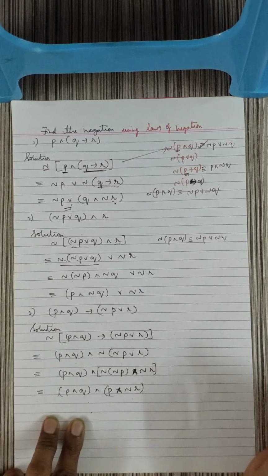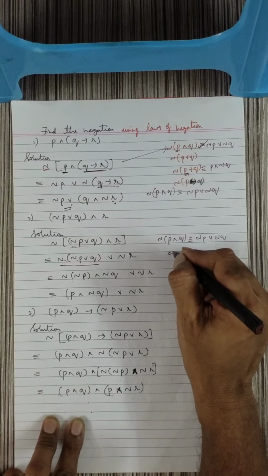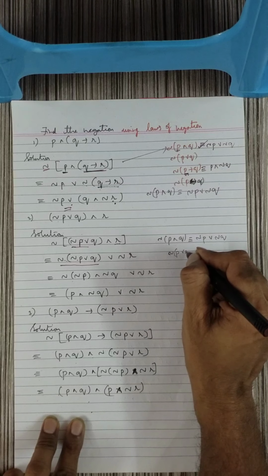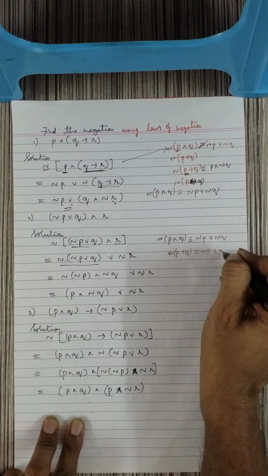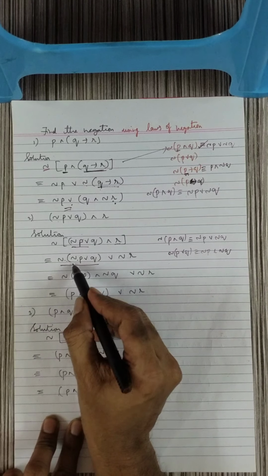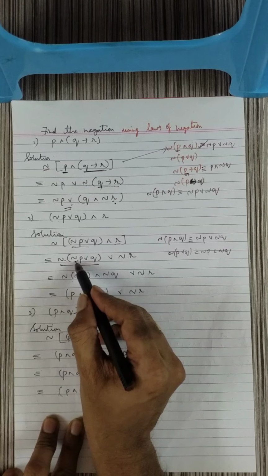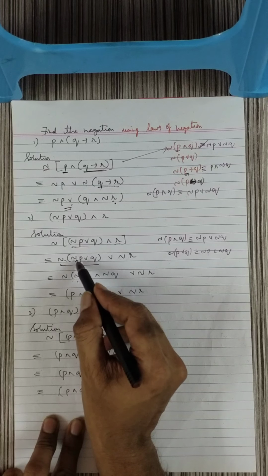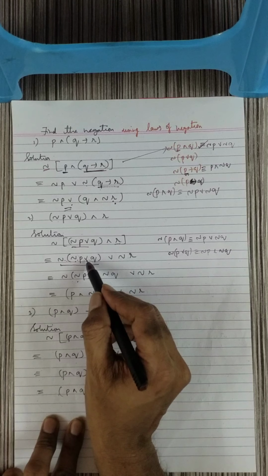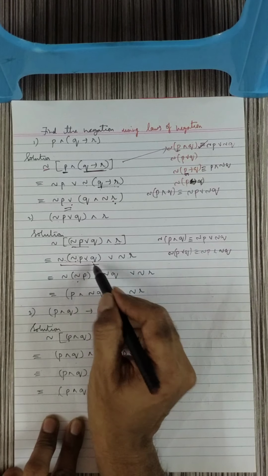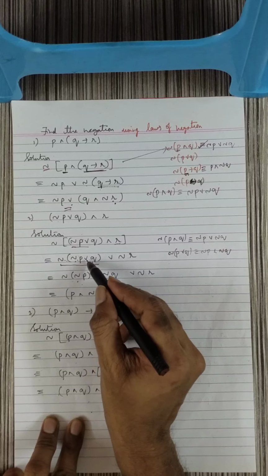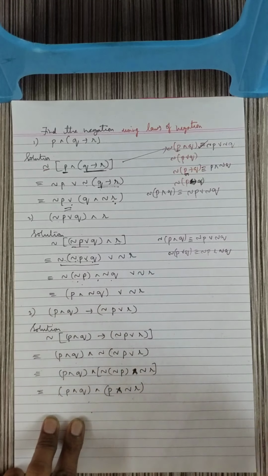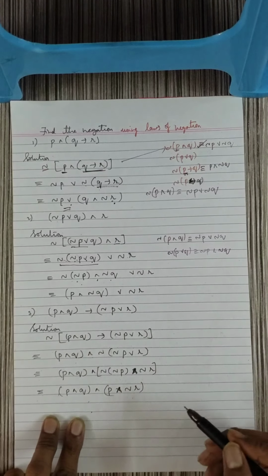Now this is again OR. So if it is OR, negation of P or Q is negation of the first part and negation of the second part. Here we will do negation of P, because negation is already there. So negation of the first part, OR will become AND, and negation of the second part, and this will remain as it is.